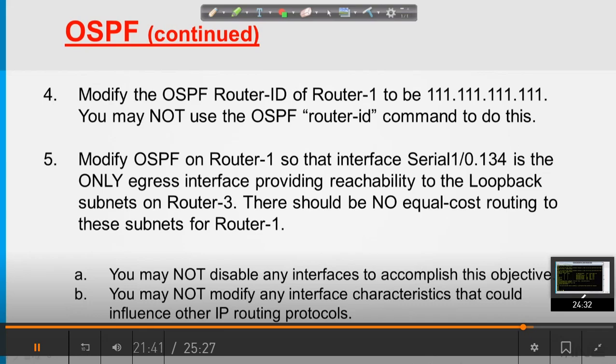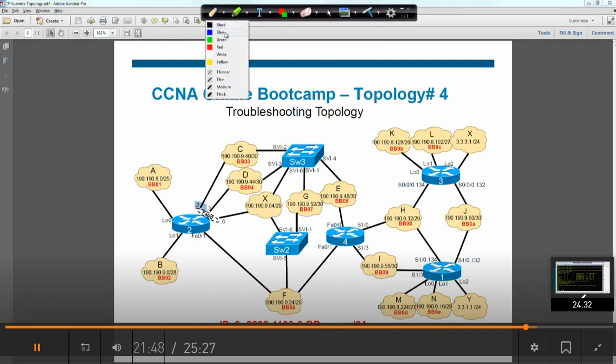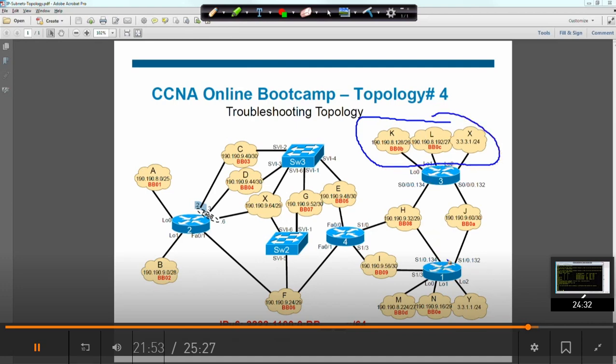So take a look at our diagram here just to bring this into focus. Right now we're talking about these loopbacks, and we're saying we want router 1 only to go out this way to reach those loopbacks. We do not want him to go out here. And yet we cannot disable this interface. We're not allowed to shut it down. And any commands that we might choose to do should not influence any other routing protocols. How do we do that?